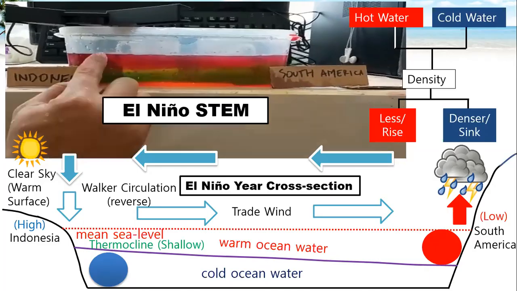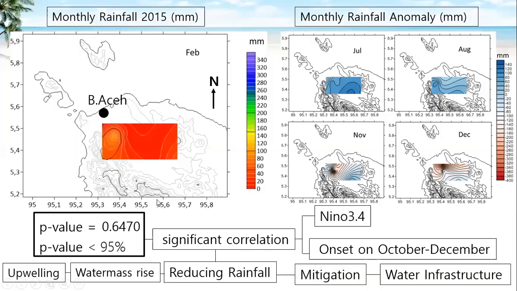Okay, here we can see that even though we will suffer from less rainfall during El Nino, as the water mass is rising from the bottom, we might have upwelling in the ocean. So because of upwelling, we will find an abundance of fish in the oceans. While on land, you can see that in Aceh Besar, the peak of rainy season might only have less rainfall. Because of less rainfall, we suffer from droughts.